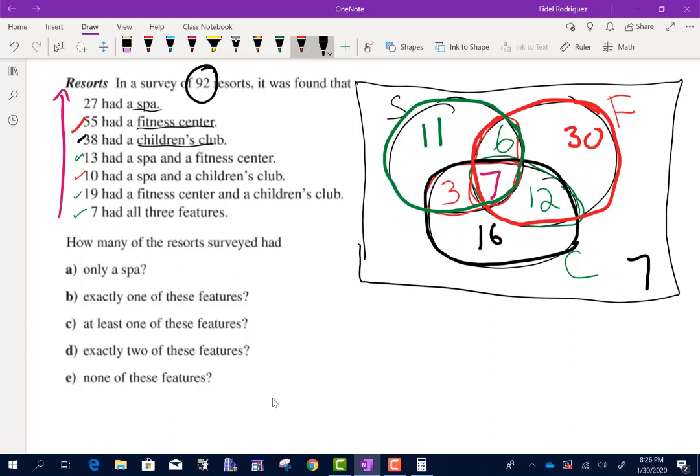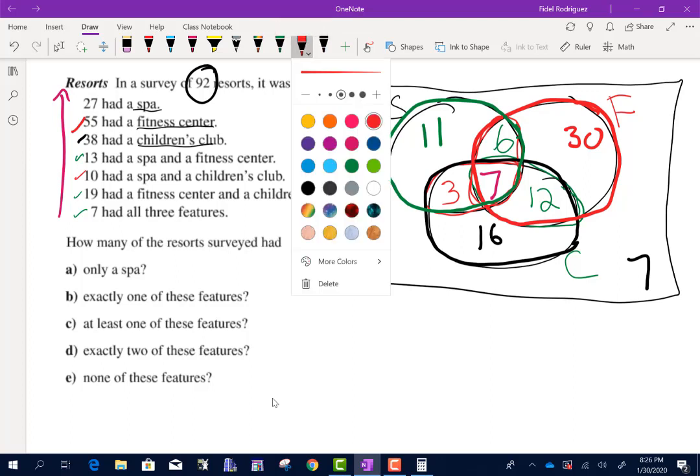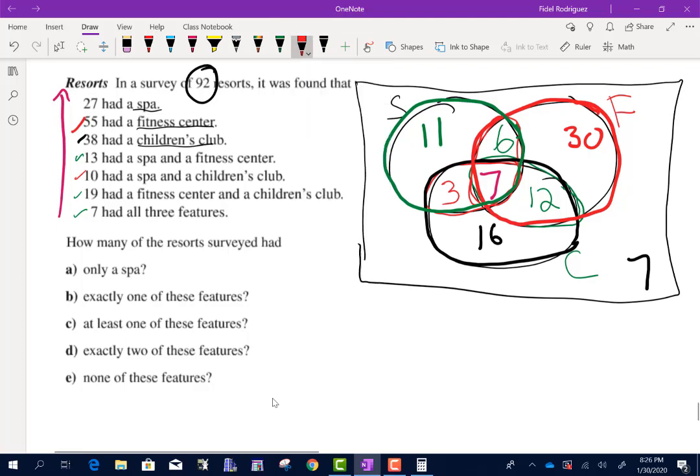Okie dokie. Now, let's see if we can answer our questions based on what we have. Okay, take a look here. It says, how many of the resorts only had a spa? All they have is a spa. Well, that would be those 11 right there.